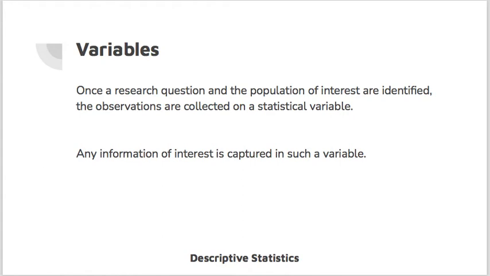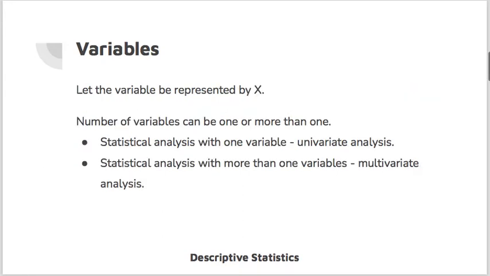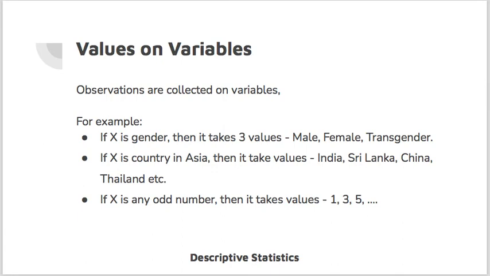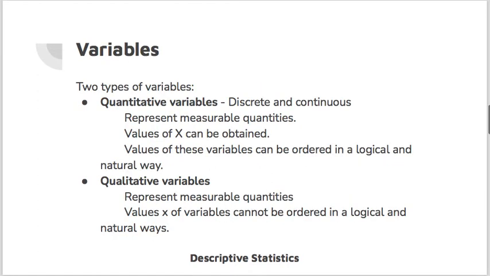As I said, it is a phenomenon or an aspect, and any information of interest is captured in such a variable, denoted by x. Statistical analysis with one variable is univariate analysis, and with more than one variable we can go for multivariate analysis. The values of observations can be finite or not finite. Male, female, transgender are three finite values, while in the other case it is not a finite way of observing the variables.